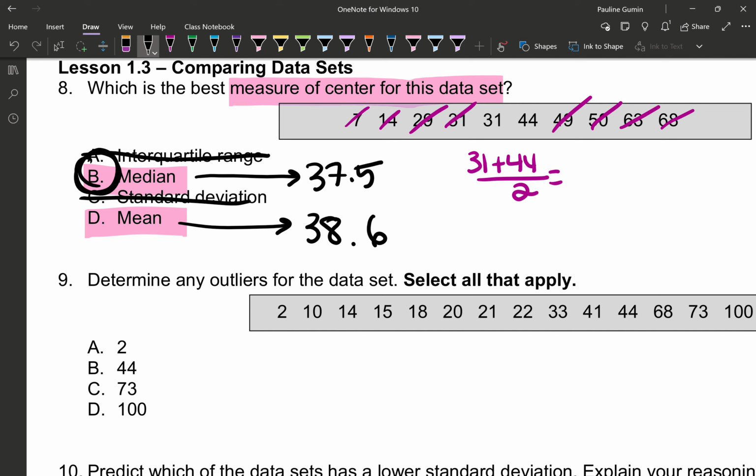I circled median because it's the median. We don't choose our mean as our answer. What's going on? I don't know. Maybe, is it going to rain tomorrow? Or am I just tired? Let's see.